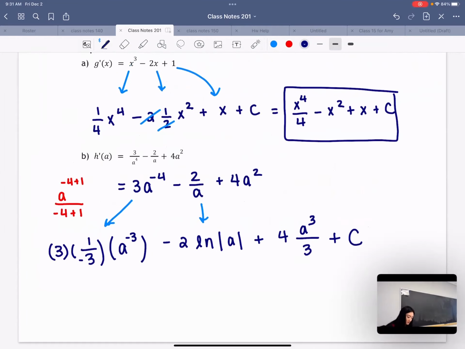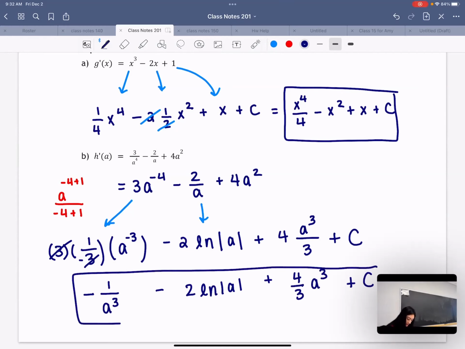All right, let me just clean this up here. It looks like the threes end up canceling out. So I'm left with negative, a to the negative third power is 1 over a cubed, minus 2 natural log of the absolute value of a plus 4/3 a cubed plus C. And that looks like it's my final answer.